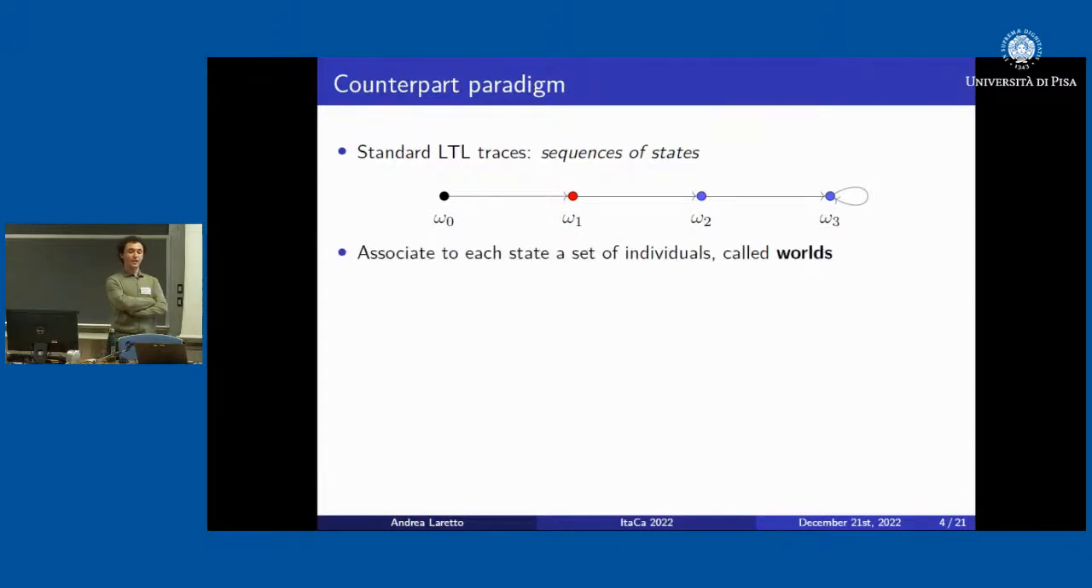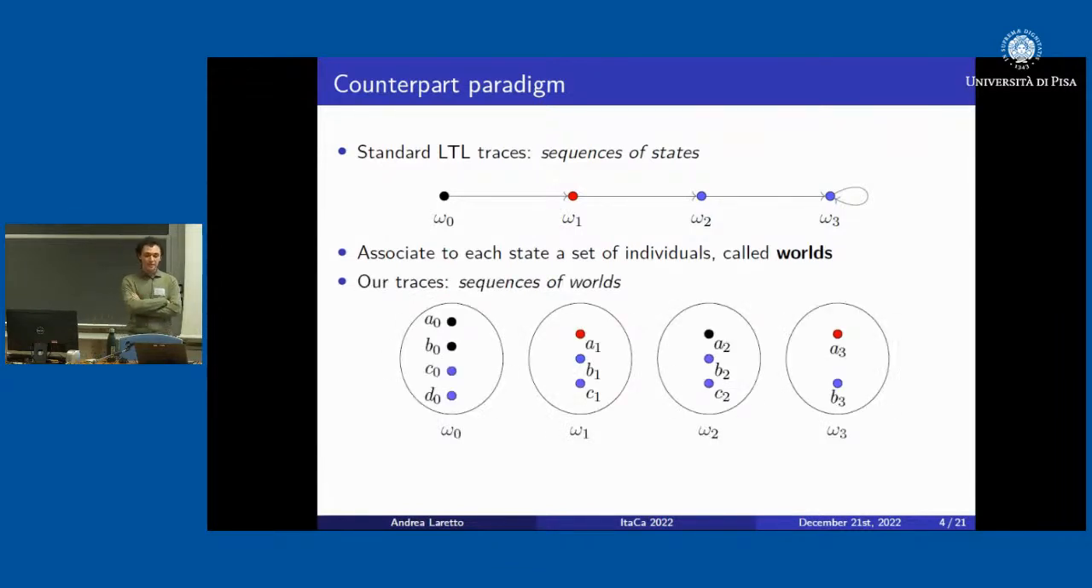The idea of the counterpart paradigm is to associate to each state a set of individuals, which we call worlds. So our traces are essentially sequences of worlds, and the properties are not on the states themselves atomically, let's say, but they're on the individuals inside of the world, which we denote here by the different colors.